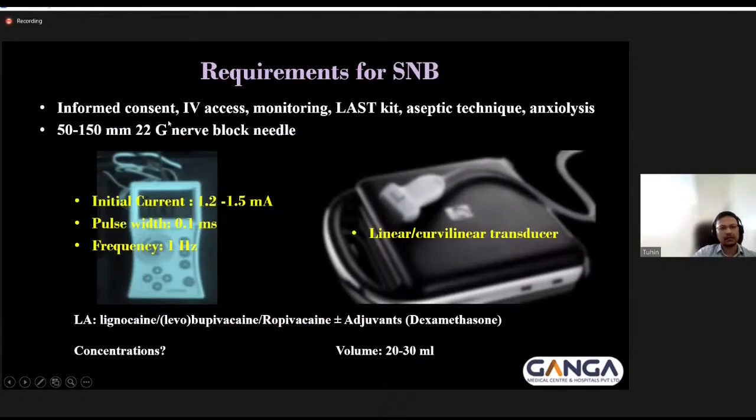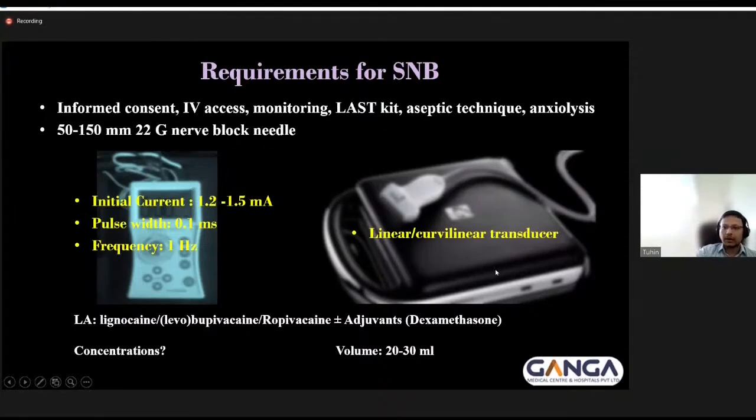So, like other blocks, it needs informed consent, IV access, monitoring, LAST kit, and aseptic technique before proceeding with the block. And in the proximal sciatic block, the patient might need sedation also. A 50 to 150 millimeter needle is needed, depending on the build of the patient and the area where you are blocking the sciatic nerve. You need various sizes of needle. If you are using PNS, the initial current would be 1.2 to 1.5 milliamps and pulse width 0.1 to 0.2 milliseconds, and the frequency would be 1 hertz.